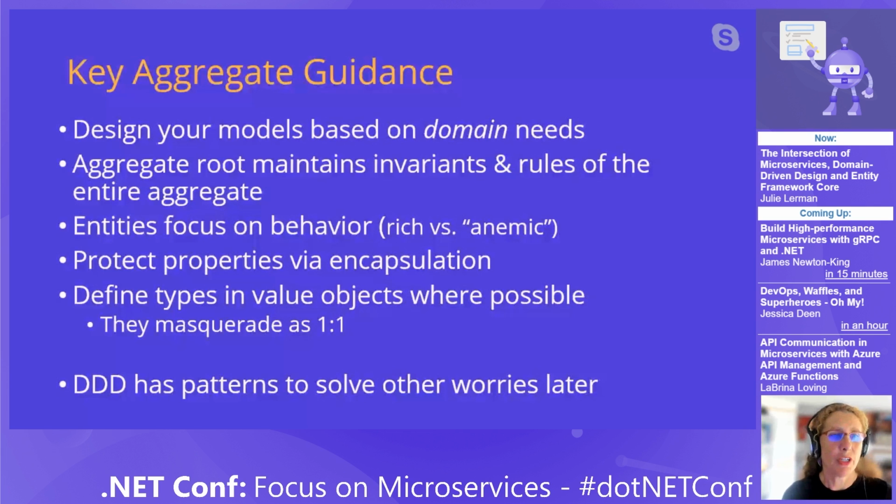An aggregate root, as I said, maintains the invariants and rules inside of the whole aggregate. When you design your entities, these aren't DTOs, right? They have rich behavior. They're really focused on behavior. When they're really just getters and setters, we refer to that as an anemic data model. And that's not a bad thing, but that has its place, right? And domain-driven design also has its place.